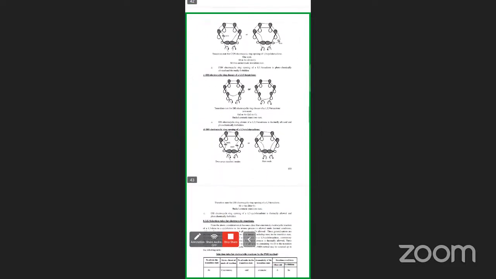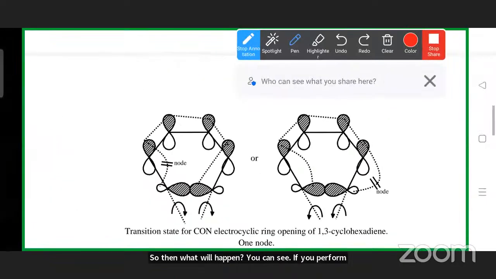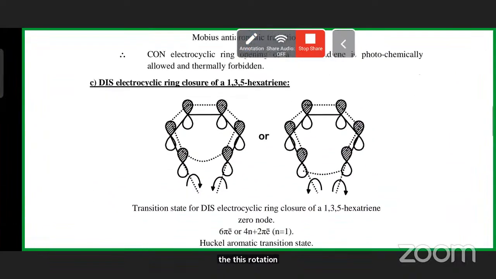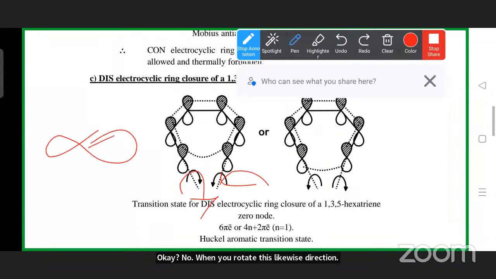And next, when you are doing the disrotation to this system, right? So then what will happen? You can see if you perform the disrotation. Right? So when you do the disrotation to this one here, disrotation means the opposite direction rotation. Okay, so when you rotate this molecular orbital towards clockwise direction, and this is anti-clockwise here. Okay, now when you rotate this molecular orbital clockwise, this comes here, right? Like this. And when you rotate this molecular orbital anti-clockwise here, then you will get this one, right?